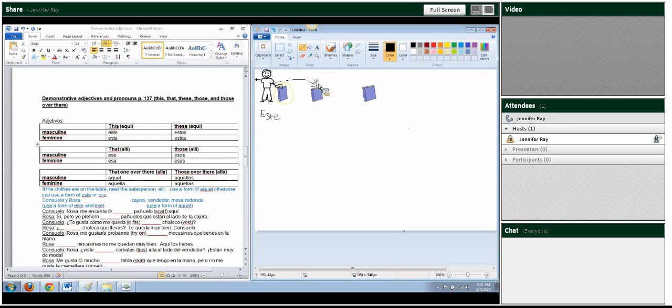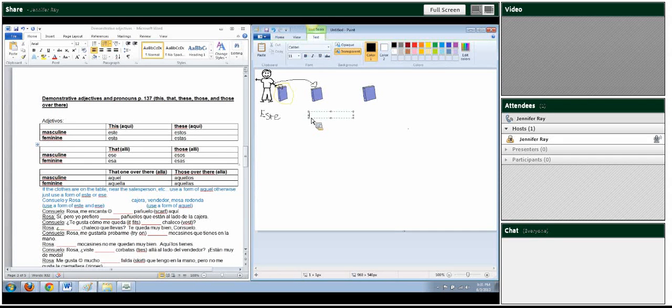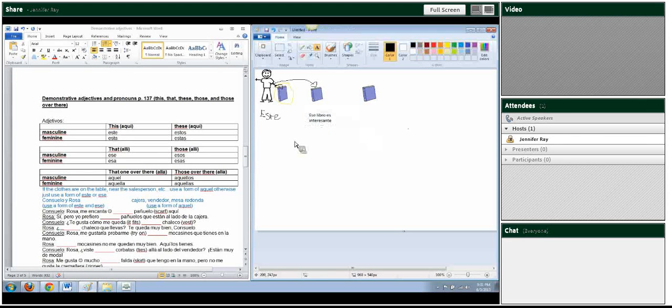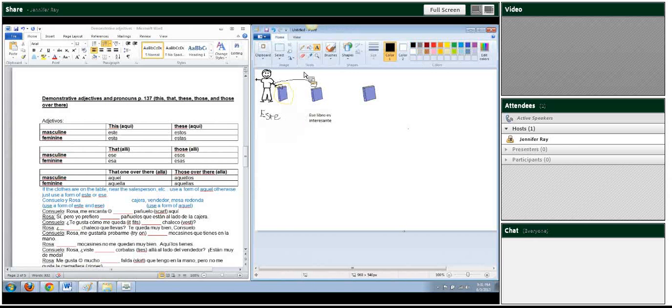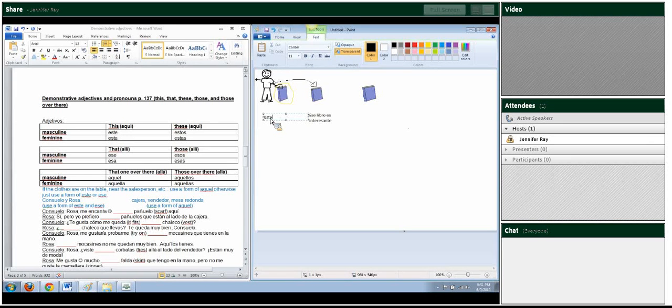And if he's going to talk about this book over here, it's just a little bit further than him, instead of saying este libro es interesante, he's going to say, ese libro es interesante. Let's rewrite this one out. Here he would say, este libro es interesante.